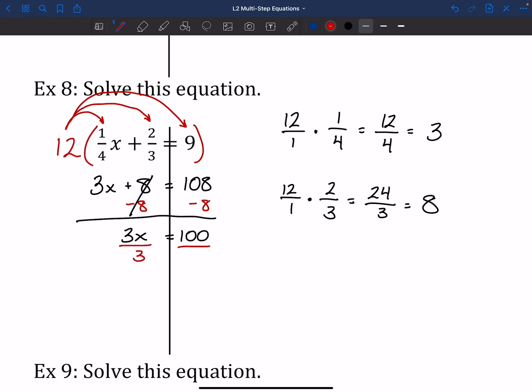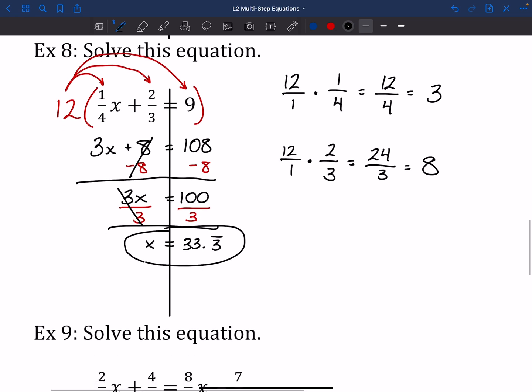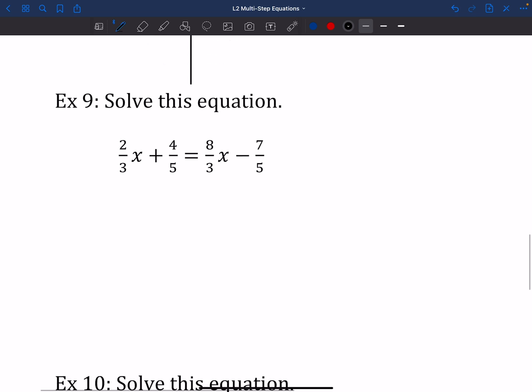We divide to get rid of that 3. And then we're going to get that x is 33.3 repeating, right? It's going to keep on going. We have a lot of 3s there forever. All right. So I know that these problems are not super duper great, but it's not a bad idea to give them a shot sometimes.